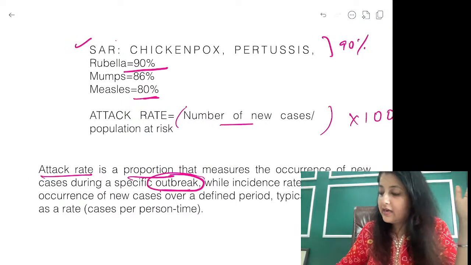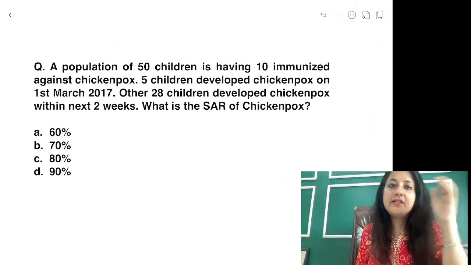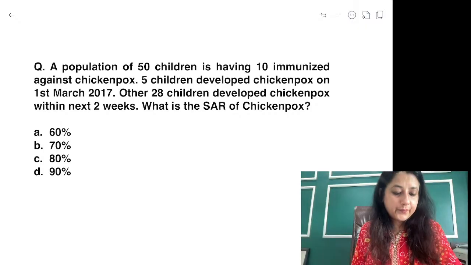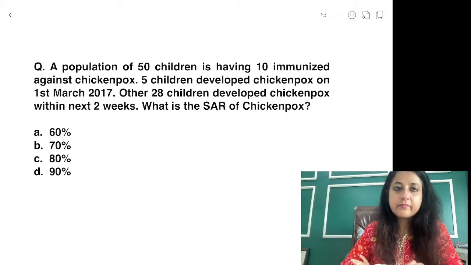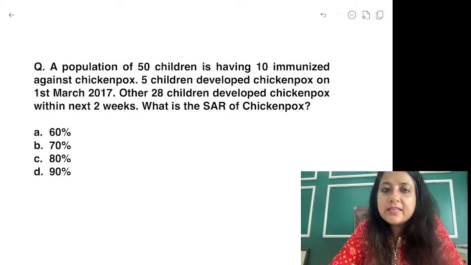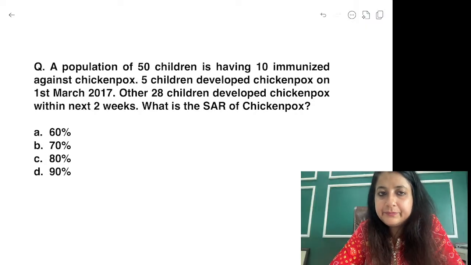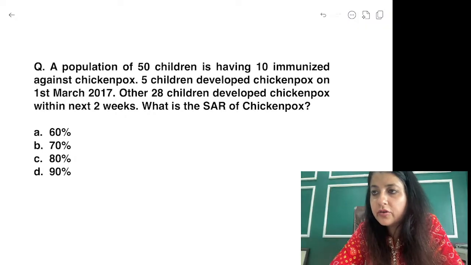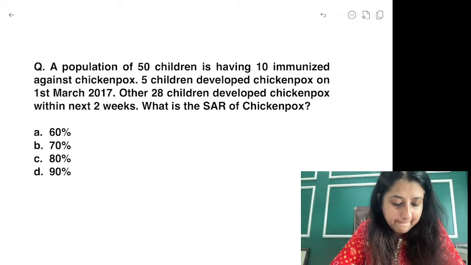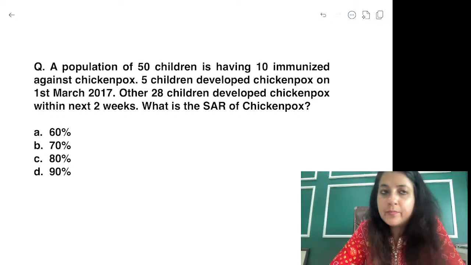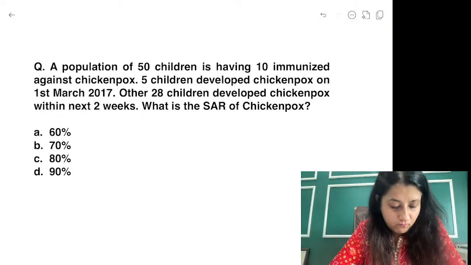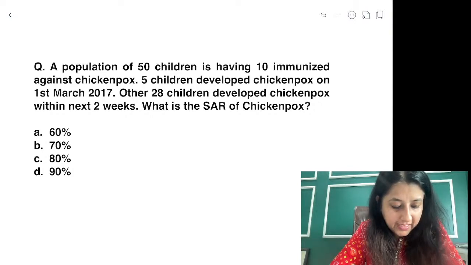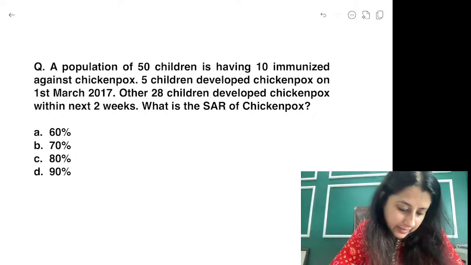Okay, all right. Now let's do a numerical for secondary attack rate. Can you quickly tell me the answer to this, guys? Please solve the question. What is the SAR of chickenpox over here? Yeah, out of susceptible contacts. You are absolutely correct. इसका आंसर क्या है? Okay, getting answers over here. D, B, D, C, D, B, C, D.